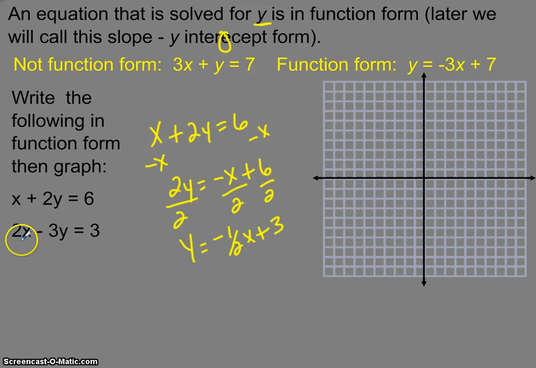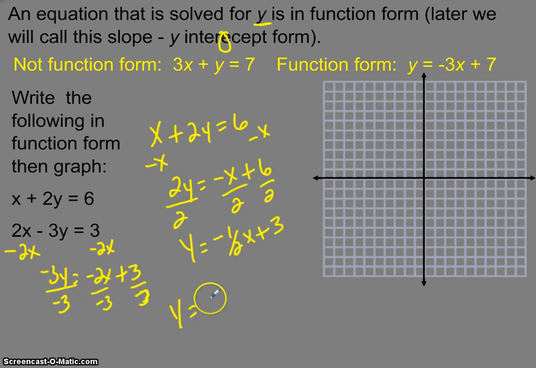Let's do this one. Okay, I want to move this over because I want y by itself, so I'm going to subtract 2x from both sides. I get -3y equals -2x plus 3. Divide by -3. Divide everything by -3. And that's supposed to be a 3. It's just me trying to hurry. I get y is equal to, well, that's a positive 2/3 x minus 1. 3 divided by -3 is -1. I'm sorry, this is supposed to be an x. Yeah. Y is equal to 2/3 x minus 1.